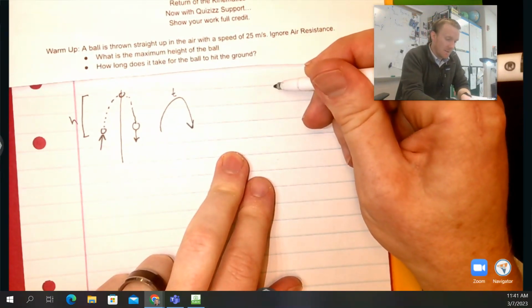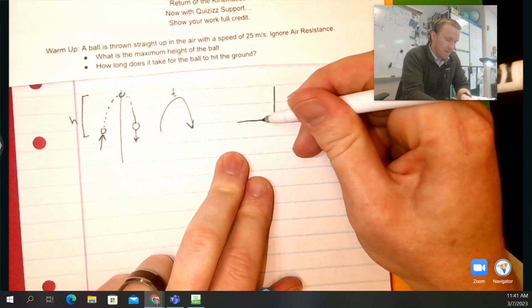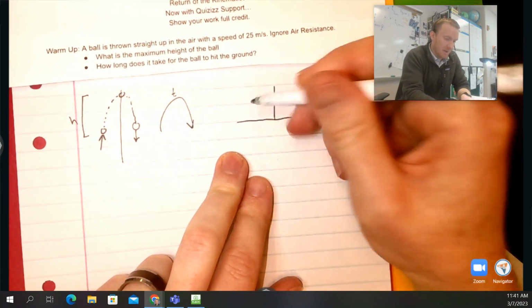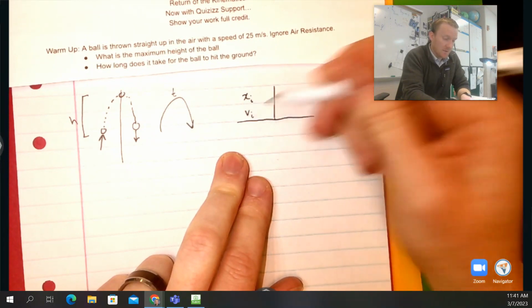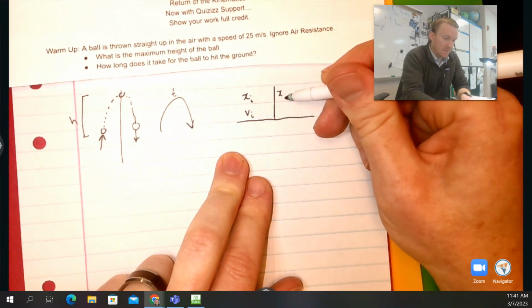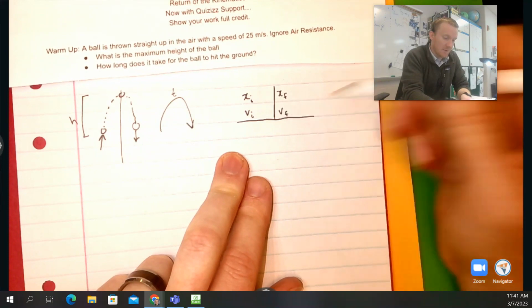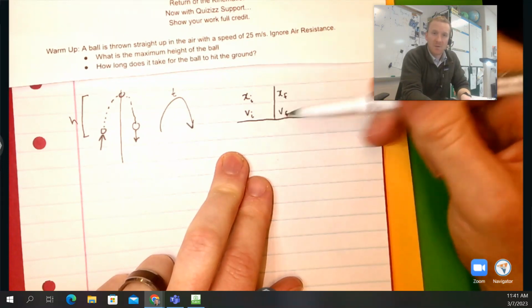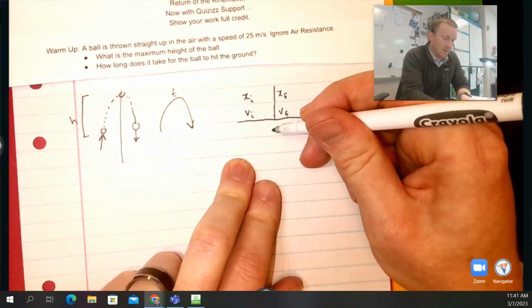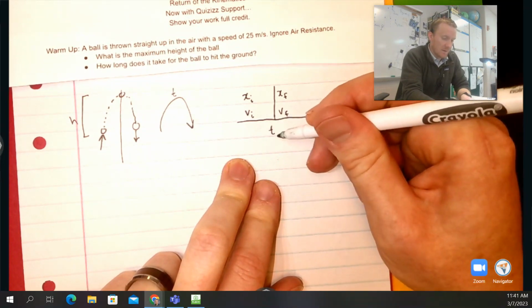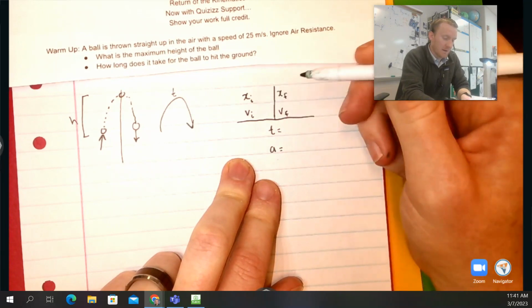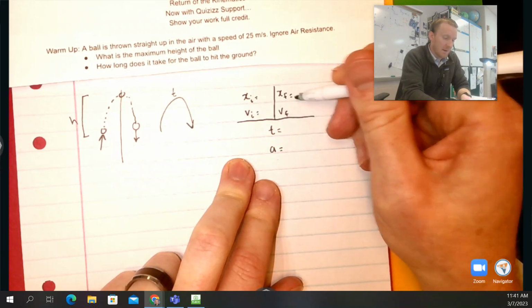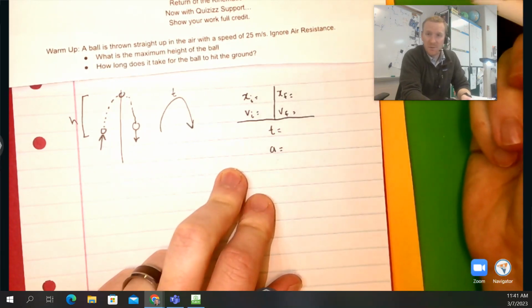To get us started, I always like to make a little template, where we can talk about the initial height, the initial velocity. We could talk about the final height, the final velocity. And in order to solve this problem, the only other things that we're going to want are time and acceleration. Now, the nice thing about this type of problem is this is essentially a free fall problem.